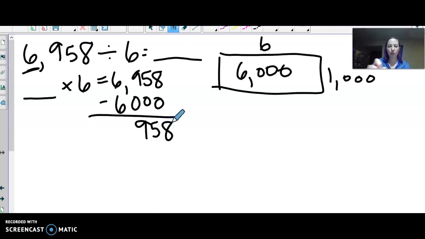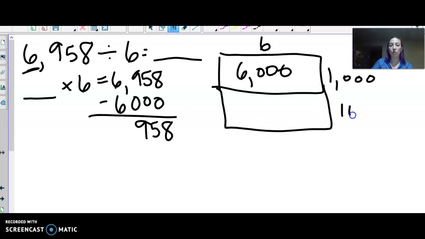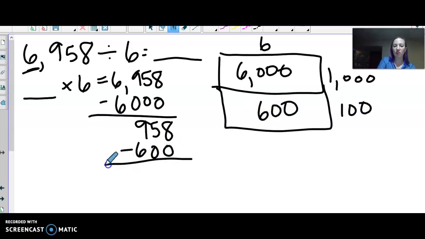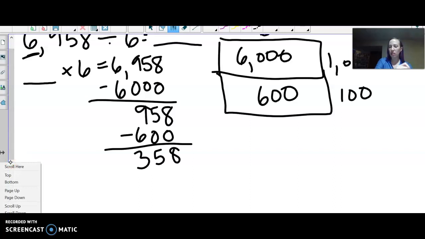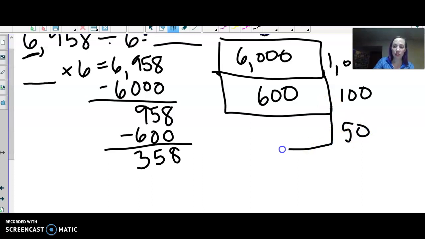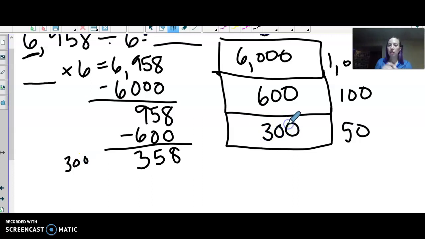I'm trying to figure out how many groups of 6 can I get out of there. Let's do 100, because I know that's 600, which is smaller than 958. Now I have 358, so I can't do another group of 100. Now, let's stop and think for a second. If I did 6 times 4, that's 24, which is close to 35. And I'm thinking like 6 times 40 is 240. Well, 6 times 50. Well, 6 times 5 is 30. Put on a 0. So then I get 300.